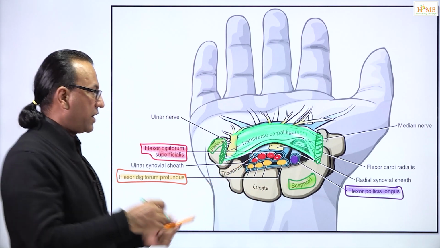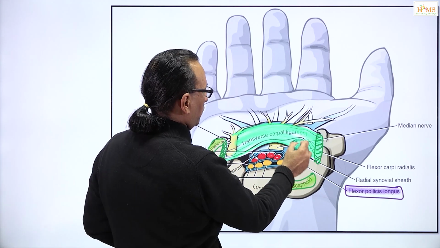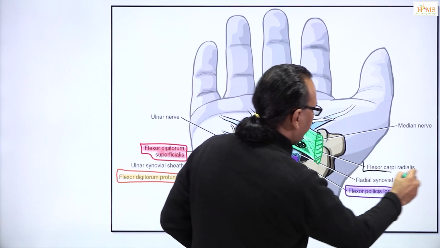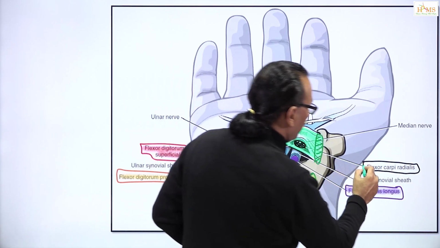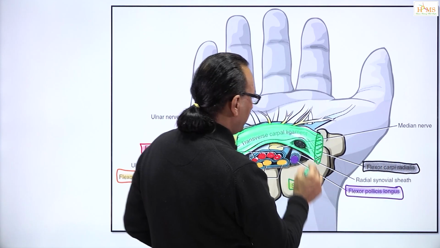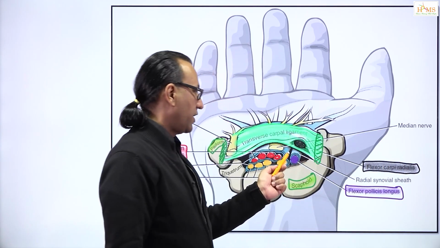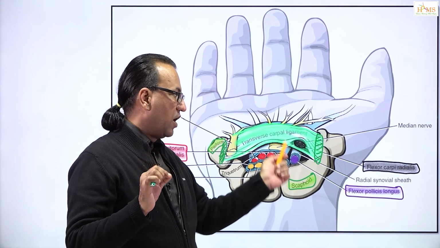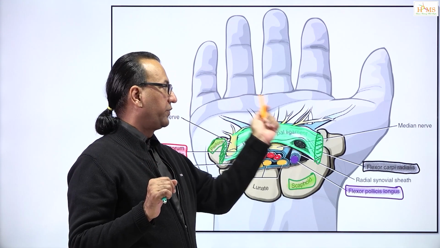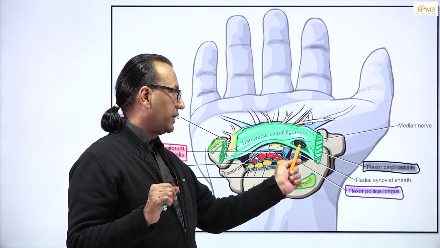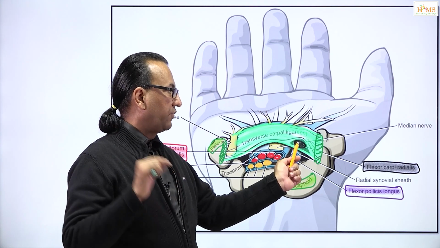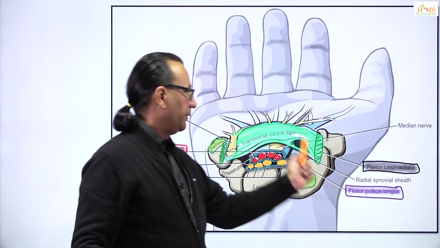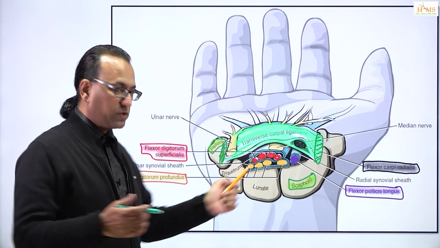Now, what about the tendon of flexor carpi radialis? Though most of the authors will mention this tendon is passing deep to the flexor retinaculum, it is to be understood that it is not exactly deep to the flexor retinaculum. It is actually embedded inside the substance of the flexor retinaculum. So it is neither superficial nor deep to the retinaculum, but embedded inside it, the tendon of flexor carpi radialis. And passing deep to the retinaculum is of course the median nerve.